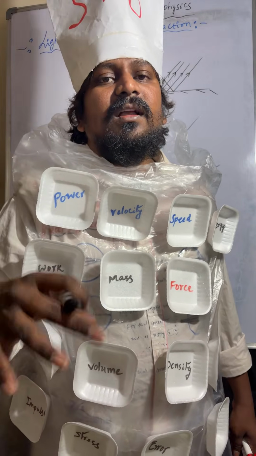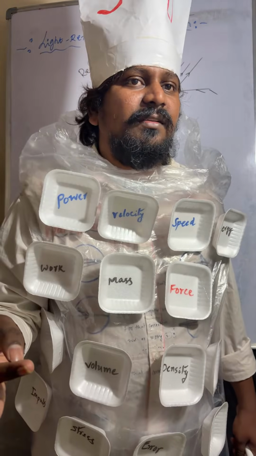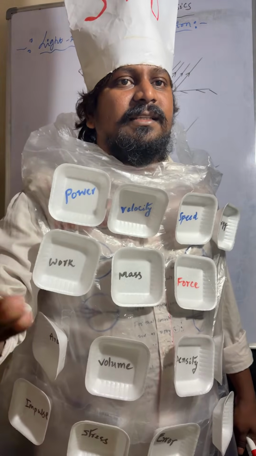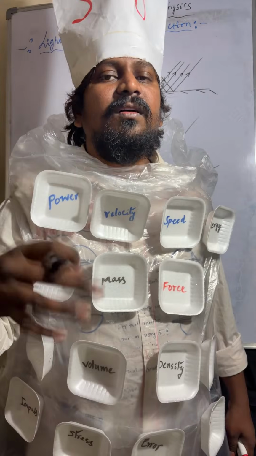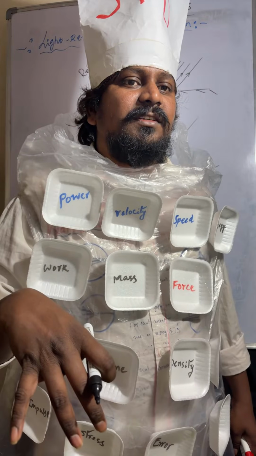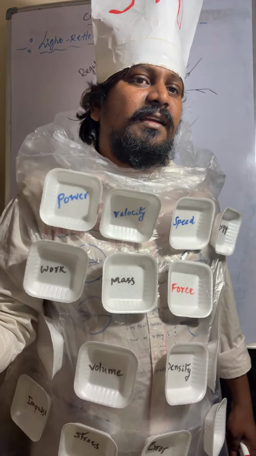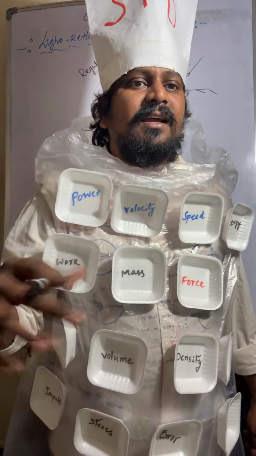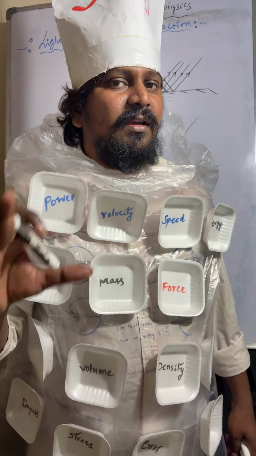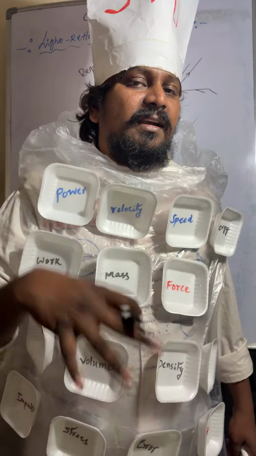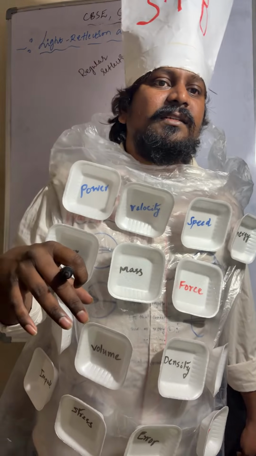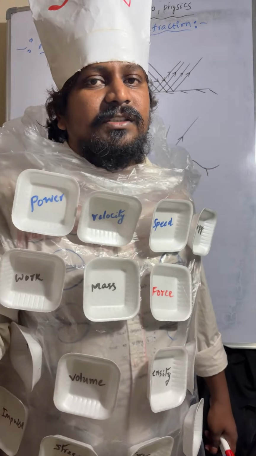Light reflection, diffraction, human eye and colorful world, electricity, magnetic effects of electric current. Just before this class, you can check the recently uploaded video, where I explained the human eye and colorful world. Now I am explaining light reflection and diffraction. Next topic is electricity, after that magnetic effects of electric current. Physics topics are going on vigorously, and a practice session is also going on. Try to check those videos.